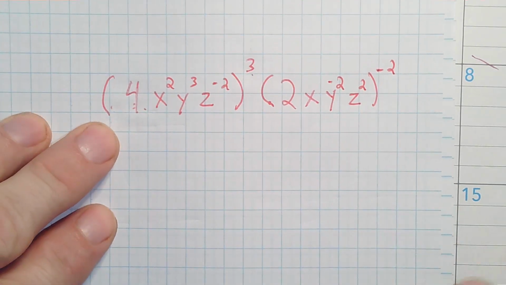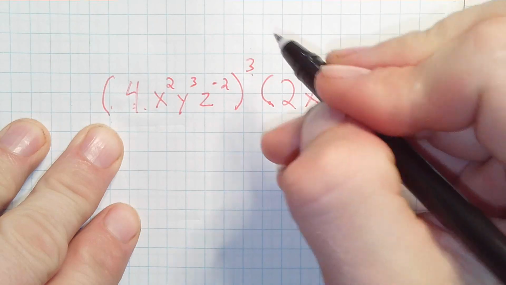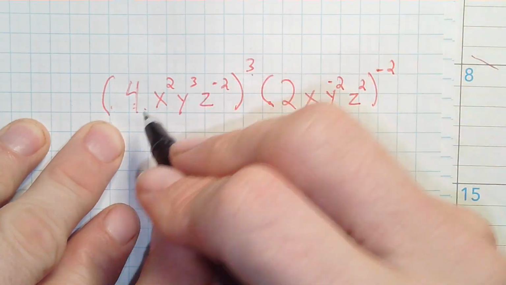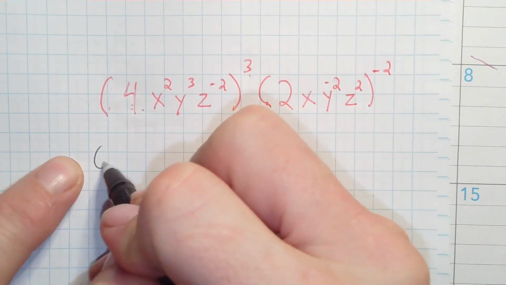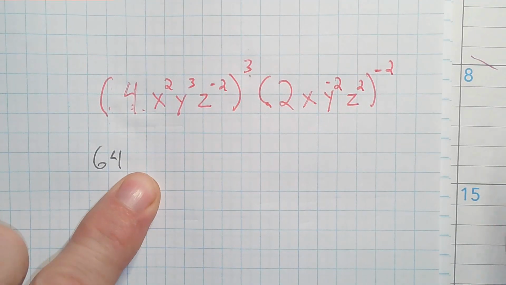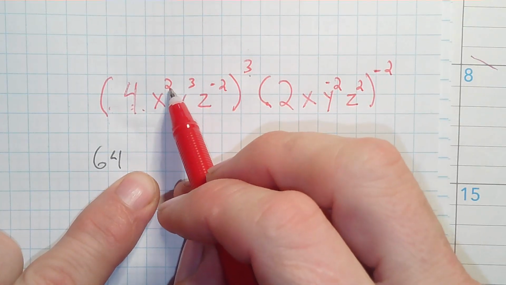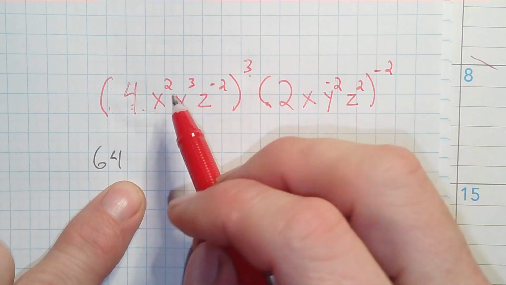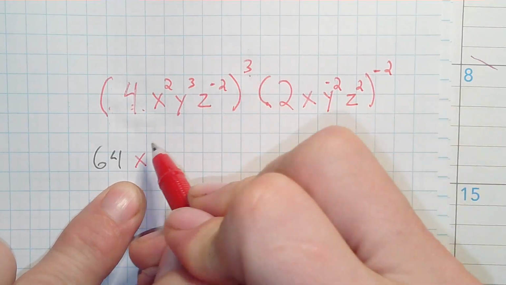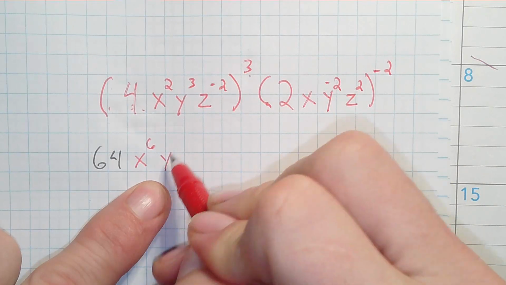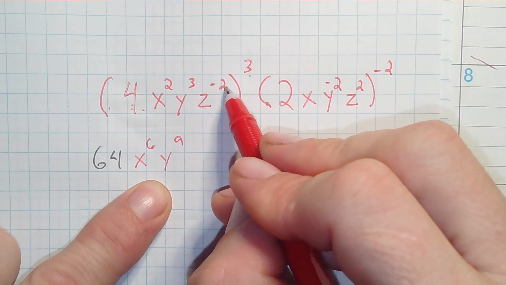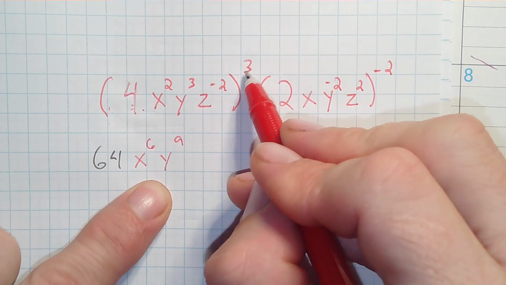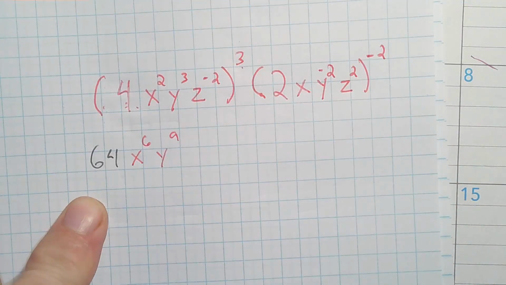Okay, so here's one that's a little tricky. All right, so we're going to just start distributing here. We have 4 cubed, so 4 times 4 is 16. 16 times 4 is 64. Right, so this is going to be 64. And then we have x squared. So 2 times 3 is 6. 3 times 3 is 9. And then we have z times -2 is -6. So I'm going to go ahead and start myself a denominator.